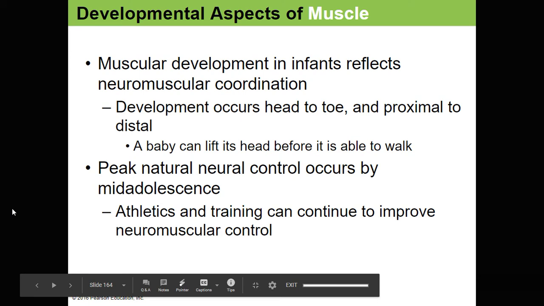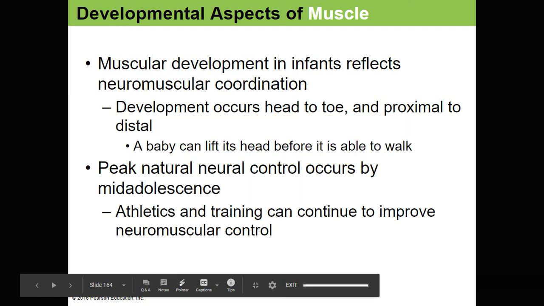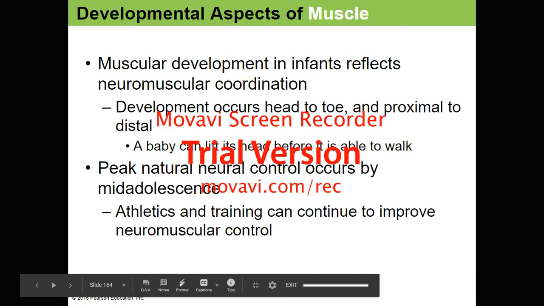Muscular development in infants reflects neuromuscular coordination. Development occurs head to toe and proximal to distal. So a baby can lift its head before it is able to walk. Peak natural neural control occurs by mid-adolescence. Athletics and training can continue to improve neuromuscular control.